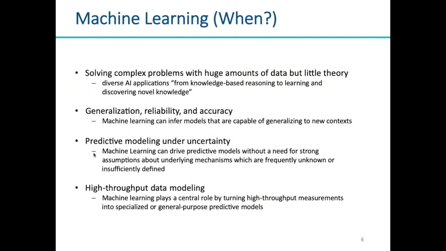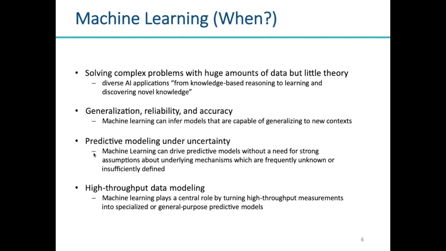When we use machine learning, there are some important factors in the problem that tell us we can use machine learning in such cases. For example, in solving complex problems, when we have a huge amount of data but little theory behind them. There are diverse AI applications right now, and we are moving from knowledge-based reasoning to learning and discovering novel knowledge from this huge amount of data. When we need generalization, it is a time we can go to the machine learning approach, because machine learning can infer models that are capable of generating good results in new contexts.